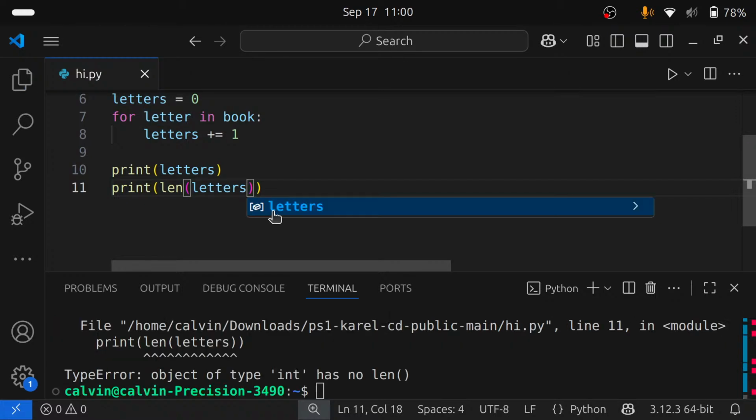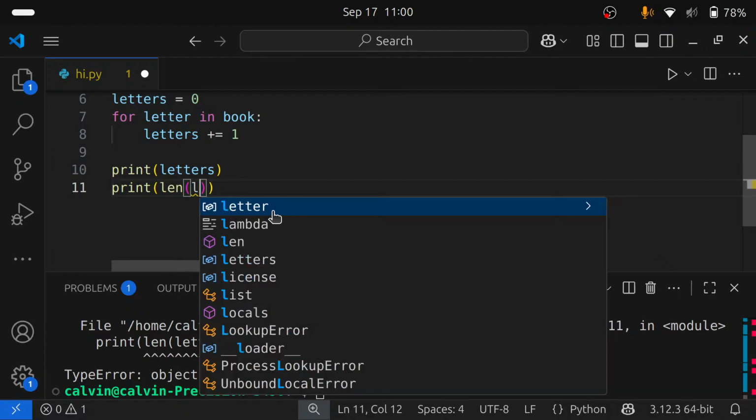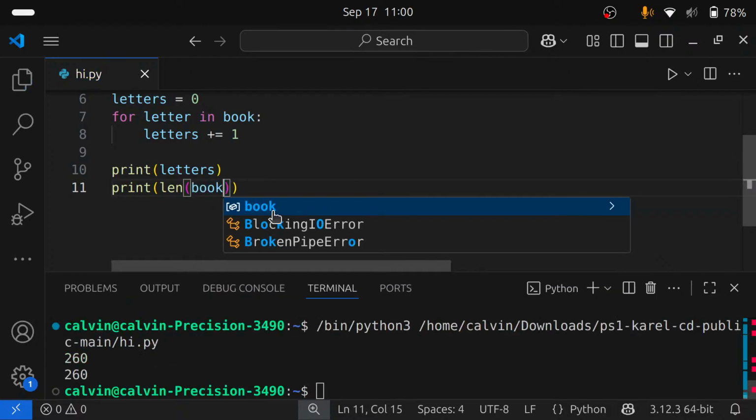What type int has no len? Oh, because I want the length of book. I want the book length. So one way you can check the length of a string is by asking it its len, right?